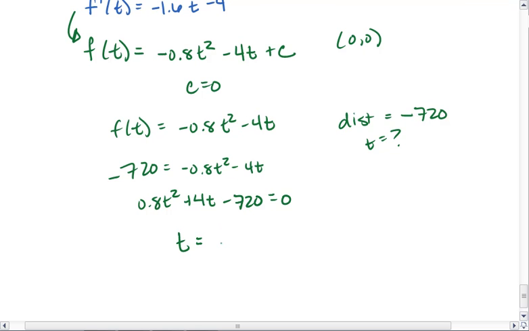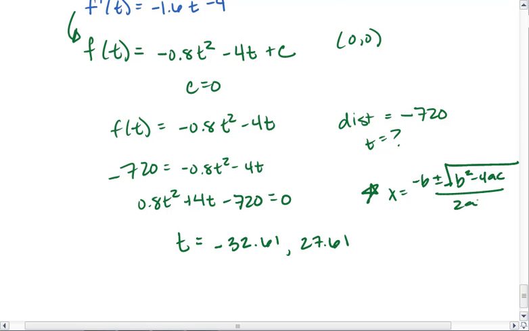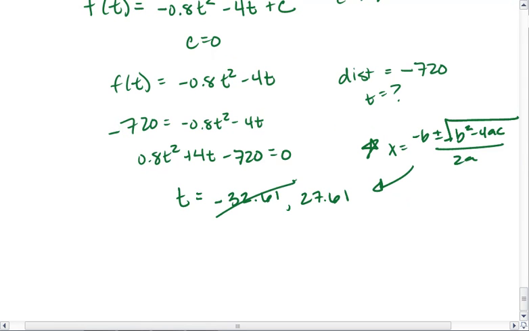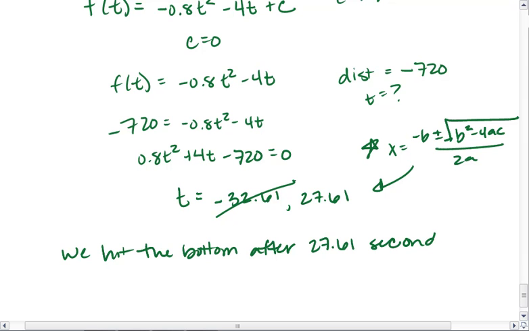You find that t is either going to be negative 32.61 or 27.61. And just quickly remember the quadratic formula is negative b plus or minus square root of b squared minus 4ac all over 2a. That's how I found those values for t. Well, clearly the negative time doesn't make sense, which means we hit the bottom after 27.61 seconds.